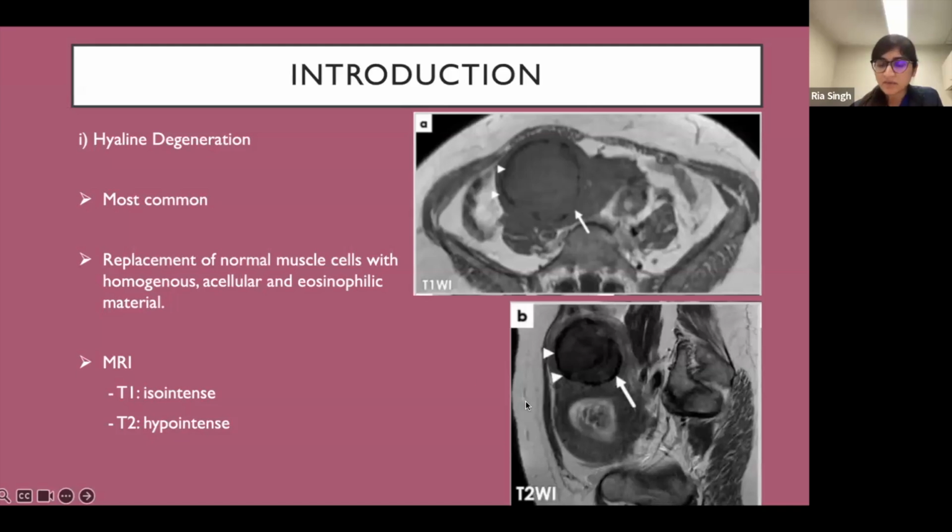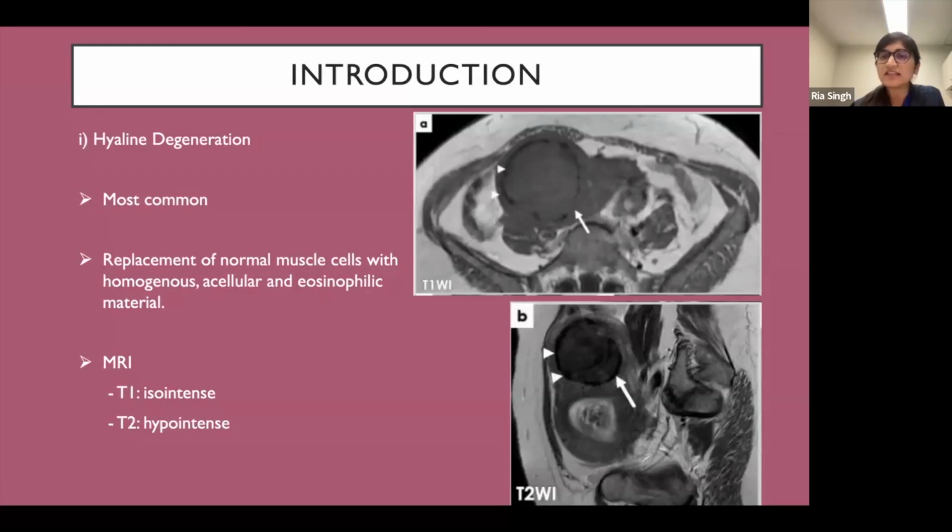Now, below, image B is a T2 sequence. In a T2 sequence, the uterine fibroid undergoing hyaline degeneration shows up as hypointense, so it will emit a signal of lesser intensity than the surrounding signals, as we can see in image B. Also, on both images, you can see an area surrounding the fibroid which has no signal intensity. So there is no signal that we are getting from that region.